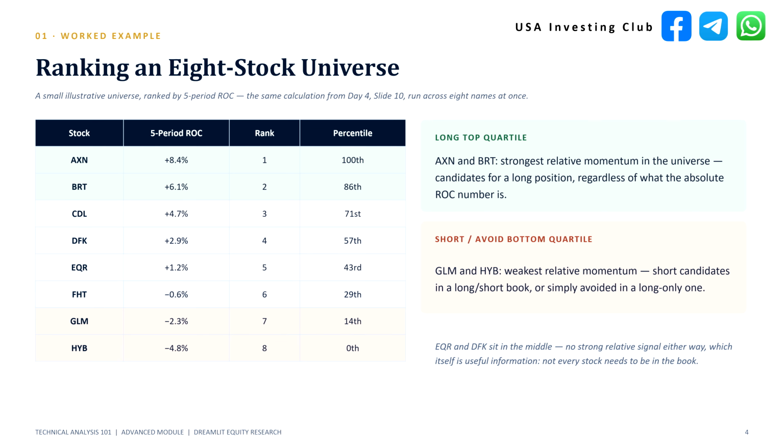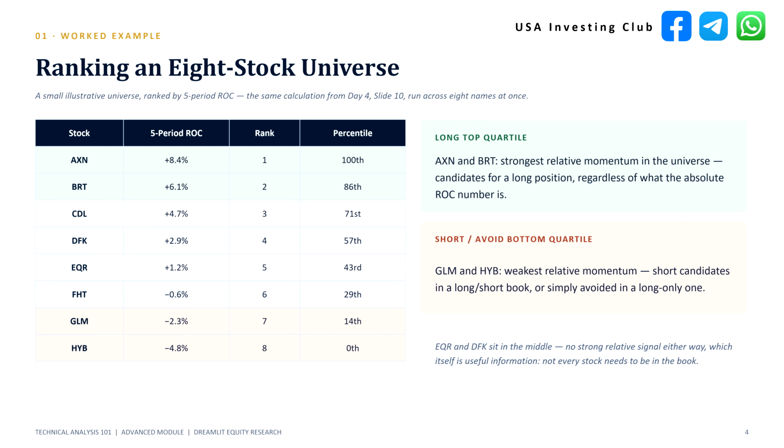Let's rank a small, illustrative 8-stock universe by 5-period ROC. The exact same calculation from earlier this session, now run across 8 names at once side by side. AXN posts a 5-period ROC of plus 8.4%, ranking first, the 100th percentile. BRT posts plus 6.1%, ranking second, the 86th percentile. CDL posts plus 4.7%, ranking third, the 71st percentile. DFK posts plus 2.9%, ranking fourth, the 57th percentile. EQR posts plus 1.2%, ranking fifth, the 43rd percentile.